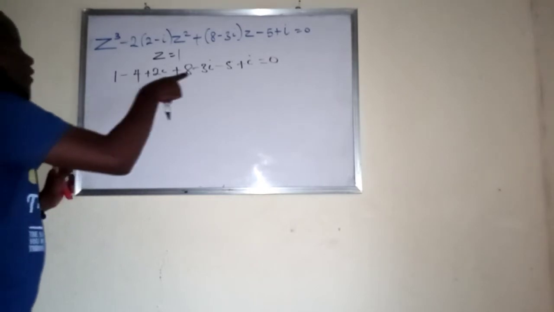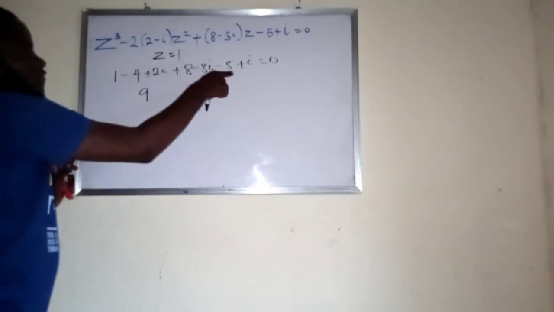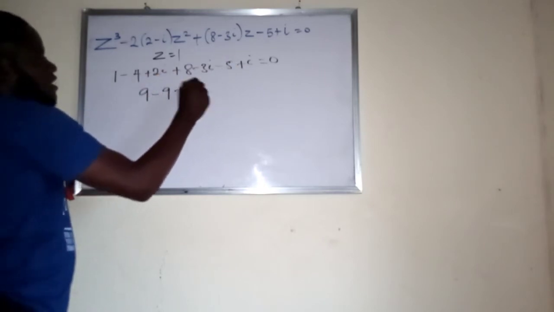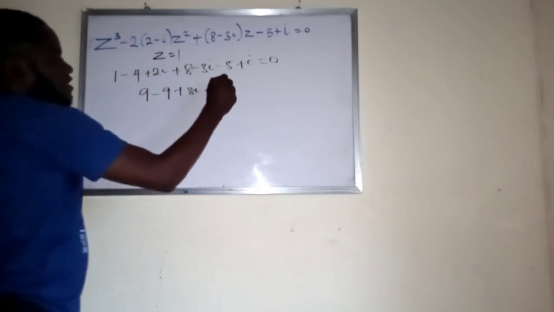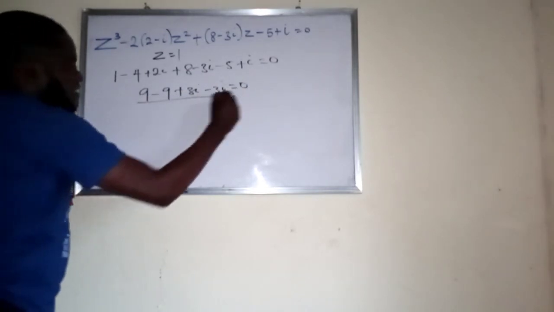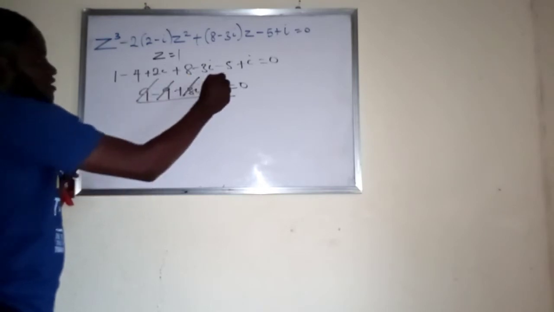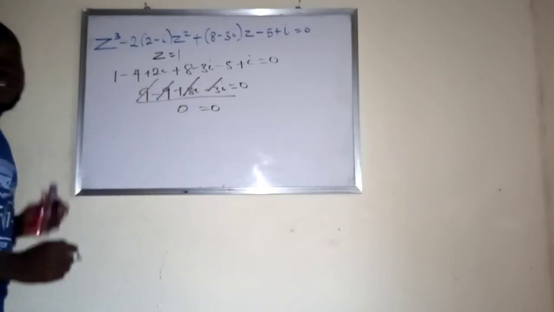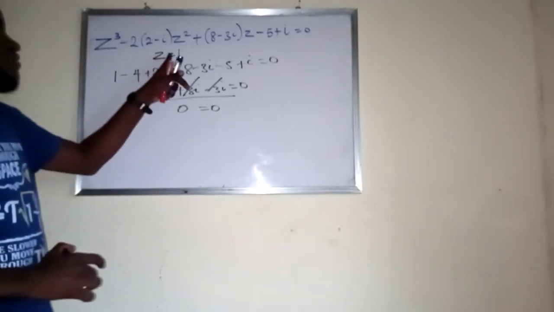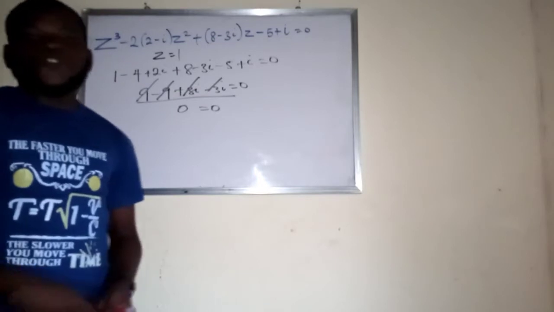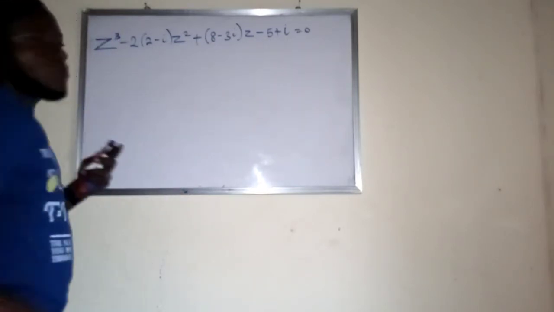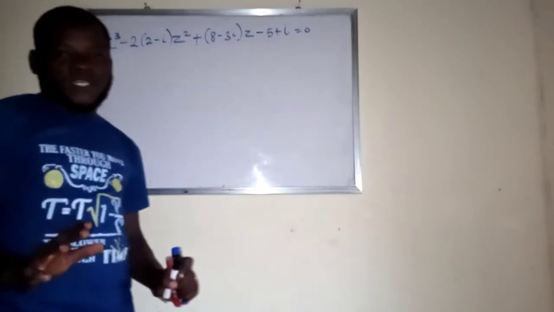So 1 plus 8 will give us 9, minus 4 minus 5, minus 9. 2i plus i, that's plus 3i, then we have minus 3i equals 0. Guys, you see that the entire of this and this will cancel, and this is just 0 equals 0. So we can conclude now that z is equal to 1.